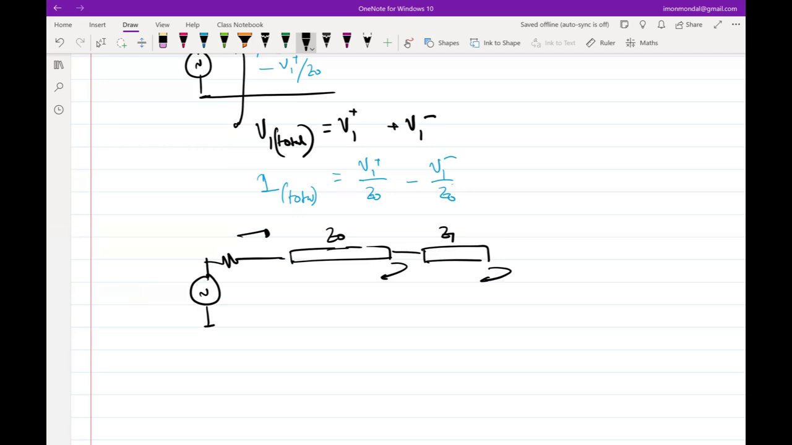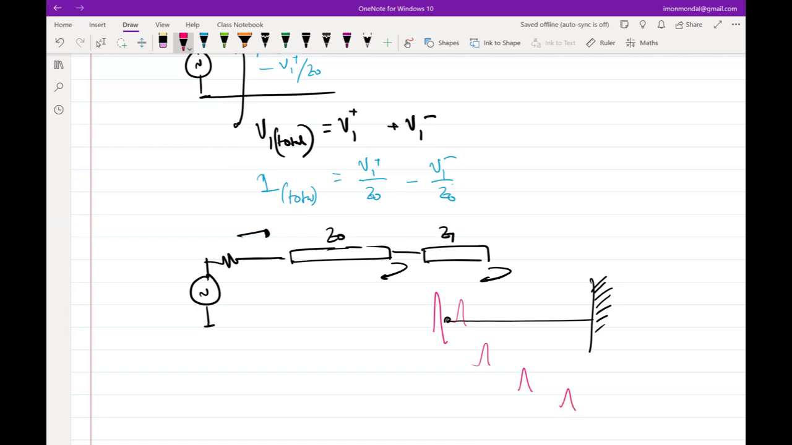So the way to think about it is exactly the same as, let's say, you have a wall and you have a rope connected to it, and you give a jerk to the rope. So this jerk is going to travel in time, right?